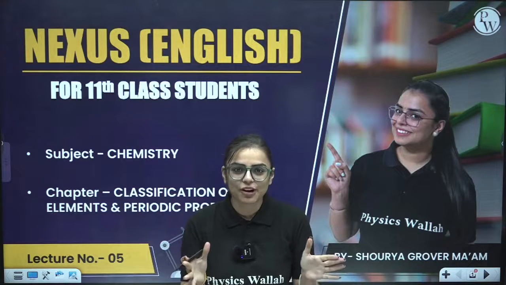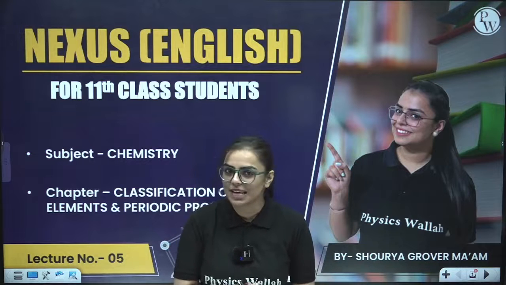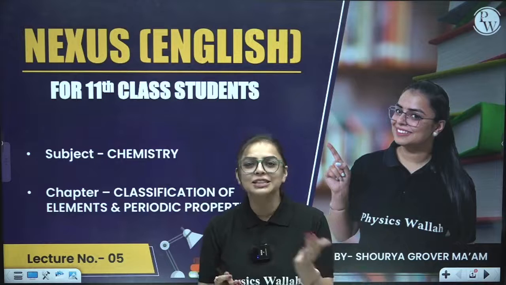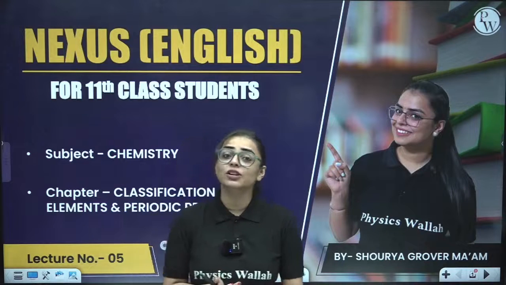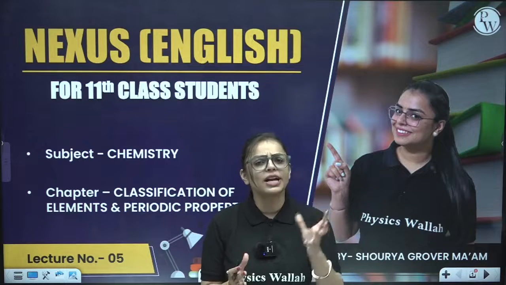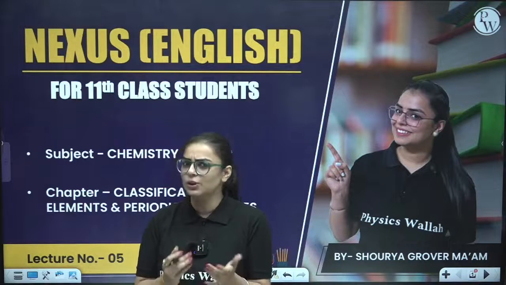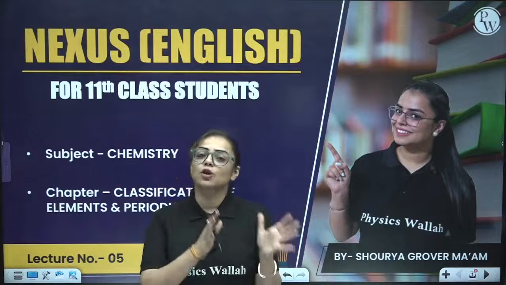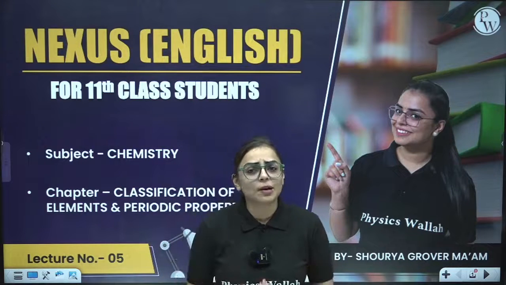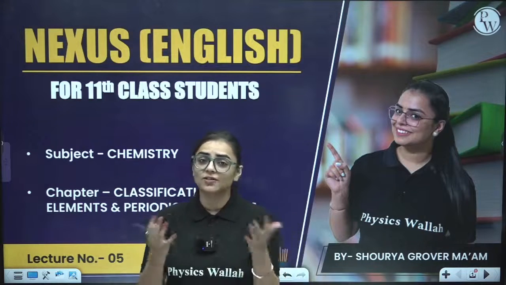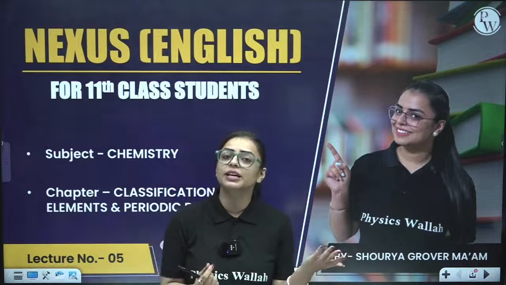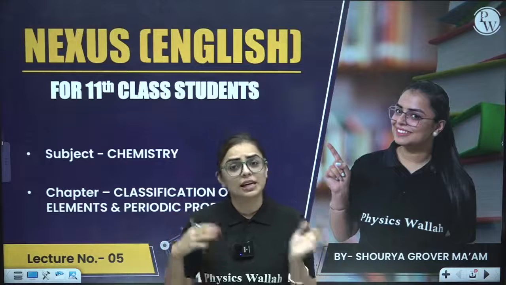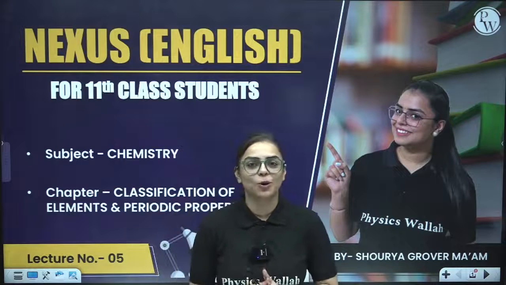Today we are going to start lecture number 5 based upon your chapter Classification of Elements and Periodic Properties. Students, we have already covered classification of elements, and we have already covered atomic radii. The atomic radii variations we were doing, only one of the topics was left, but yes, we have started the periodic properties. You very well know what periodic properties are, right? We have discussed that we have to cover atomic radii, ionization energy, electron gain enthalpy, electronegativity, all of these periodic properties.